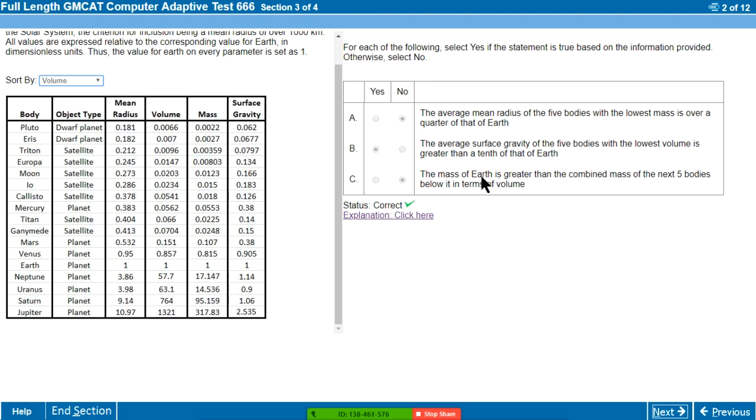So the question is asking Earth is greater, which means that this sum should have been less than 1, but it is indeed instead greater than 1. So this is a false statement because the mass of Earth is less than that of the other next five bodies below it in terms of volume, because this sum is greater than 1. So this is a false statement at the end of the day.